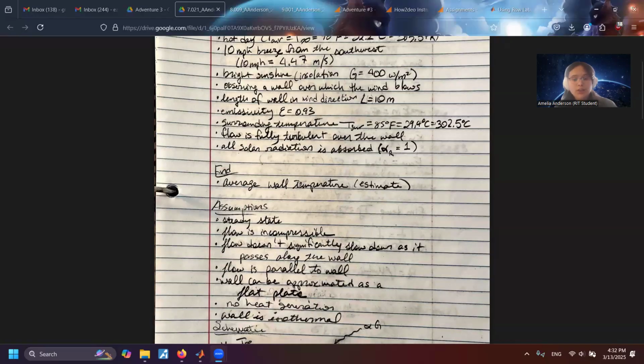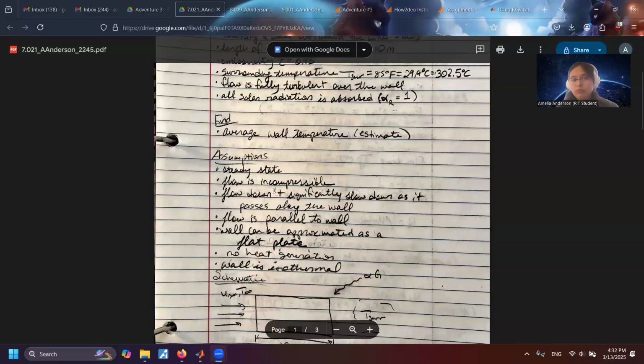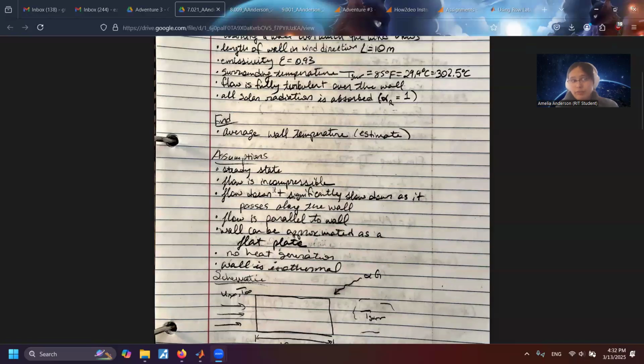So we're going to assume, as usual, steady state, quality of life. If you can assume steady state, assume steady state. We've got incompressible flow. We're assuming also that the flow does not significantly slow down as it passes along the wall, so we don't have any difference in properties in the x direction, especially for convection. In terms of the incompressible flow, it's air, which is a compressible fluid, but it's moving at a relatively low speed and low pressure, so it's not the worst assumption ever.